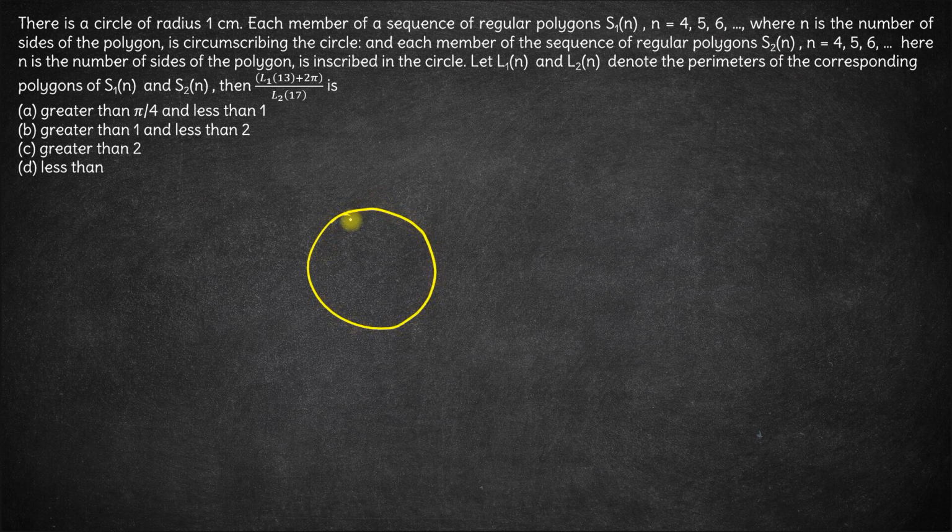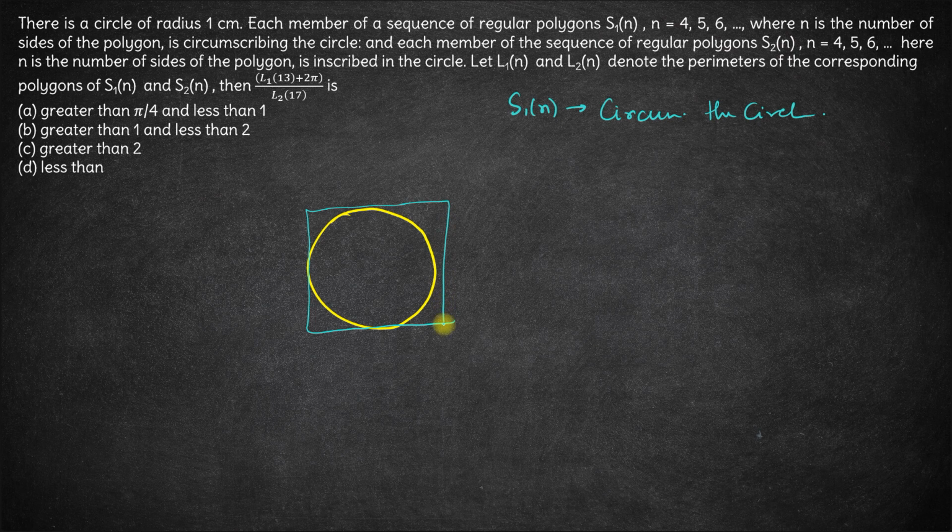Okay. Now it's given that each member of a sequence of regular polygons S1n, n can be either 4, 5, 6. So it can be a quadrilateral, pentagon, hexagon or whatever, where n is the number of sides of the polygon, is circumscribing the circle. So S1n is circumscribing the circle.